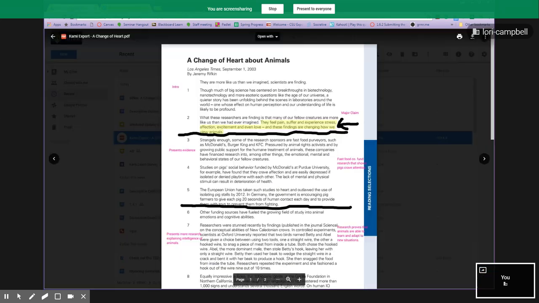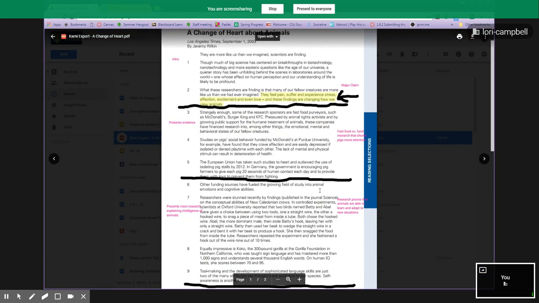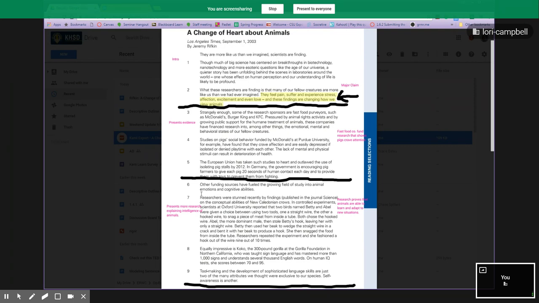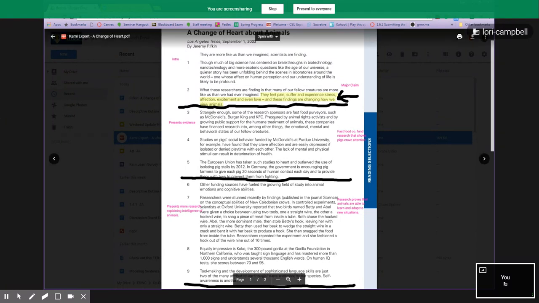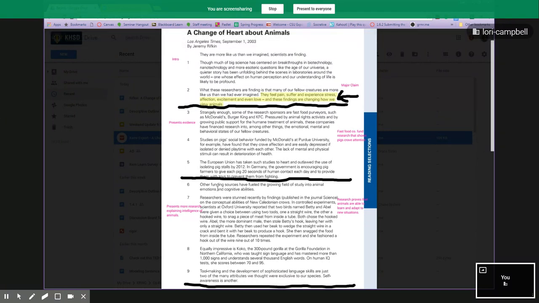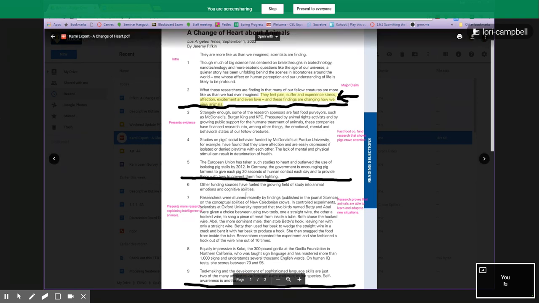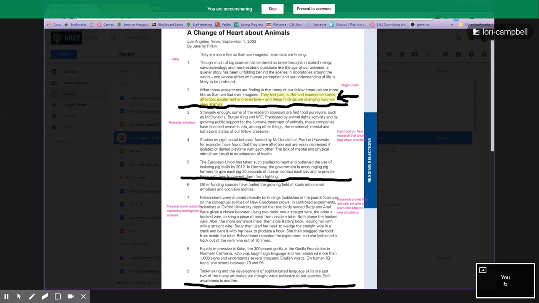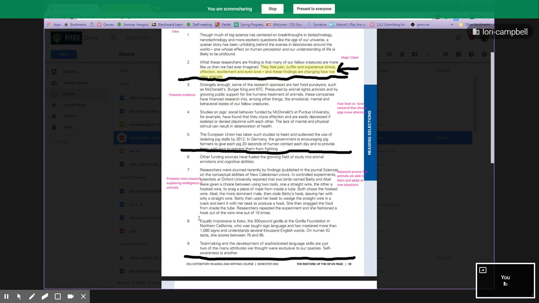Okay. So looking at, I wanted to explain about this paragraph 6, because there are some people who would actually say that 6 is by itself a room because it's a transitional statement. You can tell that this is transitioning because it's the word other funding sources. So we're now breaking off from the fast food chains, and we're coming into other funding sources who fueled the growing field of study into animal emotions and cognitive abilities. So we know that the rest of this is going to be about those other studies.